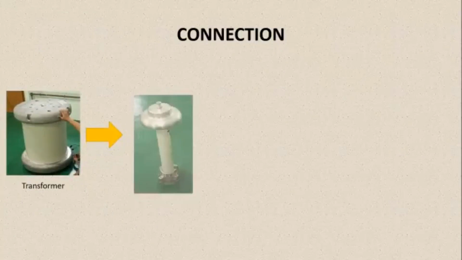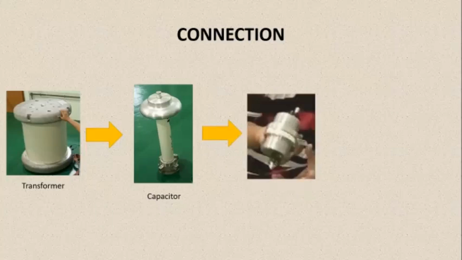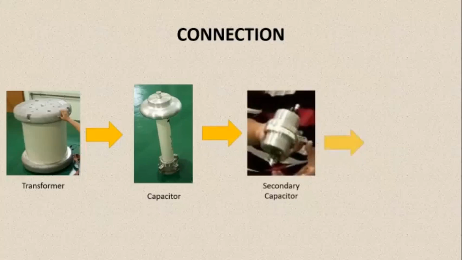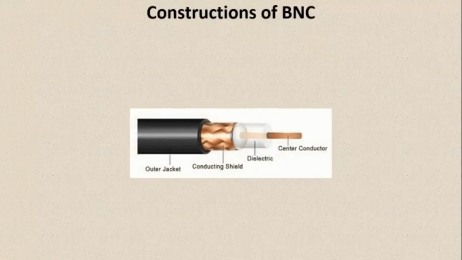I am now continuing to explain about the connection. First, the transformer will be connected to the capacitor, and then to the secondary capacitor, and then to the regulator. Next, I'll be explaining about the construction of the coaxial cable.